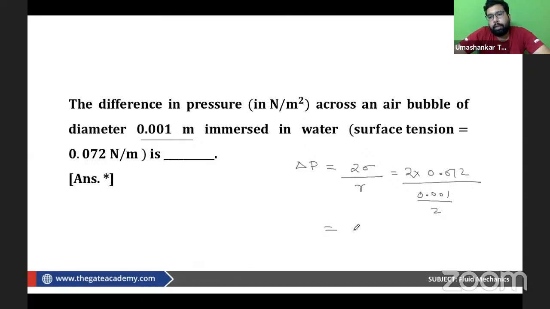By solving this equation, I am expecting that we will get 288 Newton per meter square. Are we getting that, my dear? I hope we are getting that. Very simple question, a direct formula based question. And we know there is an excess pressure intensity inside a droplet of water or a bubble. Okay, so this is the formula.